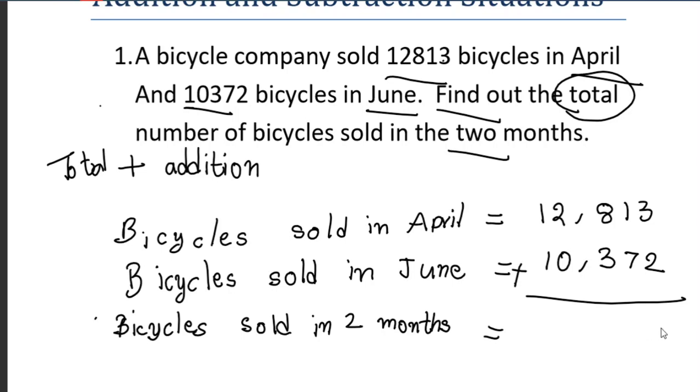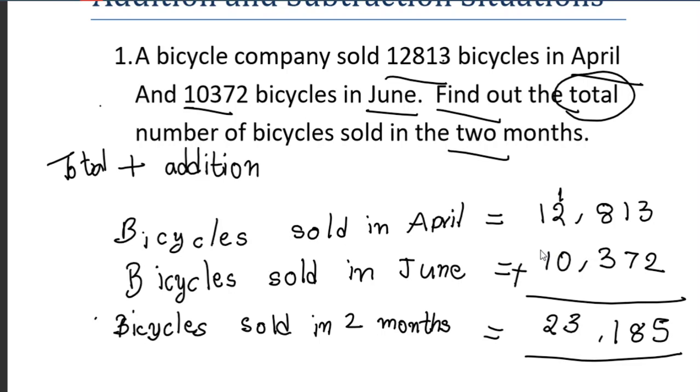3 plus 2, 5. 1 plus 7, 8. 8 plus 3, 11. So you have to carry this 1. So 1 plus 2, 3. 1 plus 1, 2. So what is the total children? 23,185. So 23,185 bicycles were sold in 2 months.